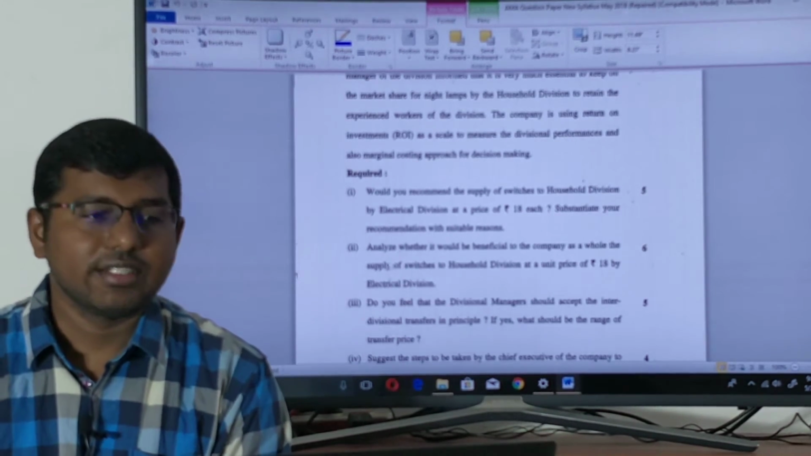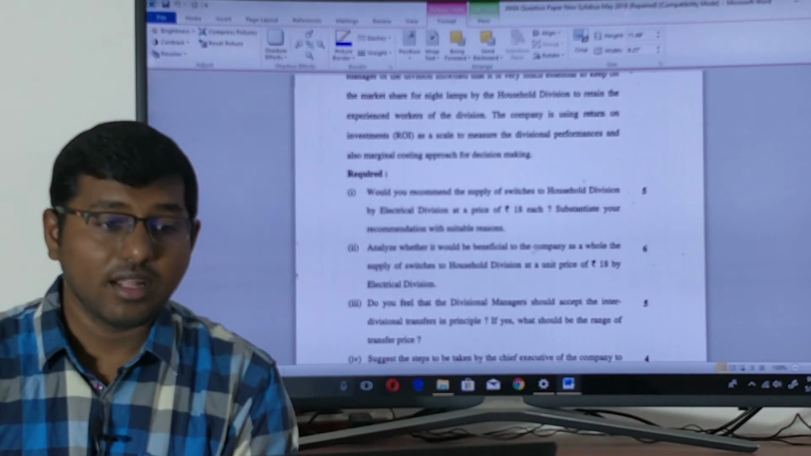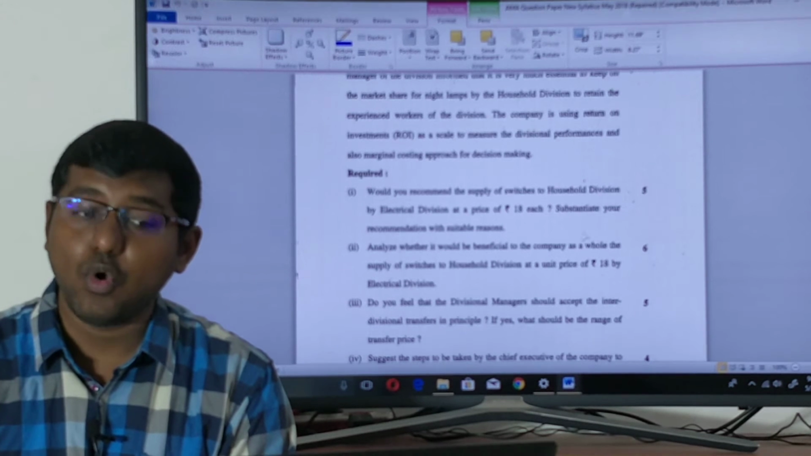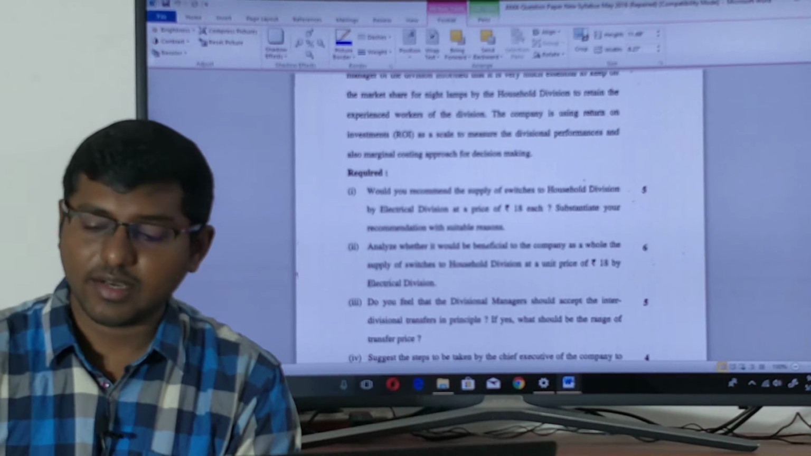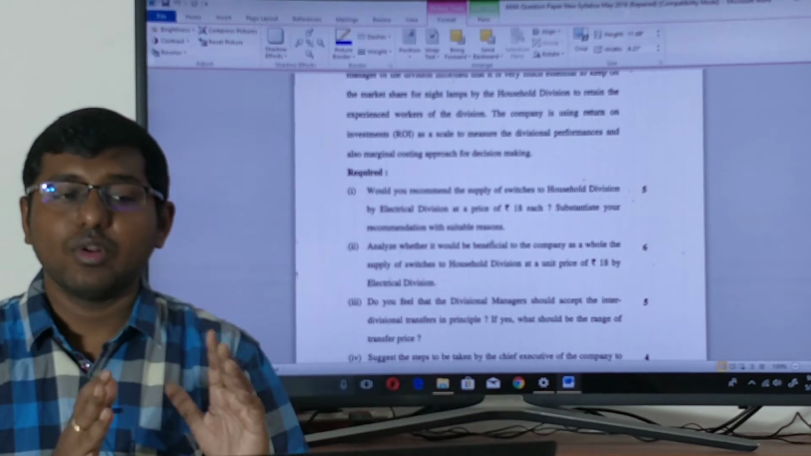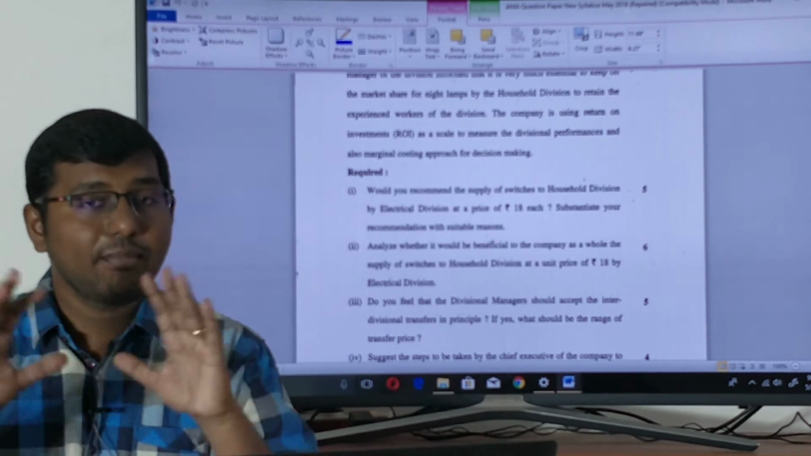So let's go to the second one. Look at the second question, guys. Analyze whether it would be beneficial to the company as a whole. This is very important. Company as a whole, the supply of switches to household division at a unit price of 18 by electrical division. Earlier, we have thought only from supply division's point of view. We have not thought from the company as a whole.